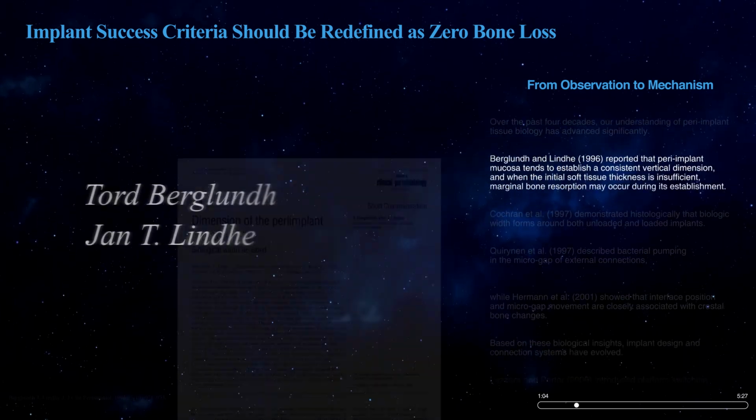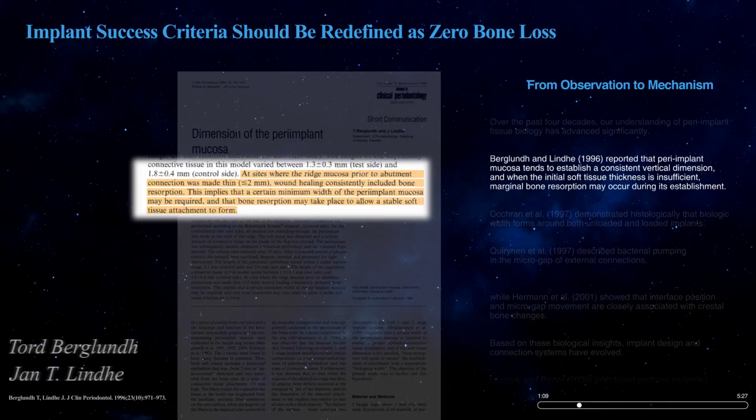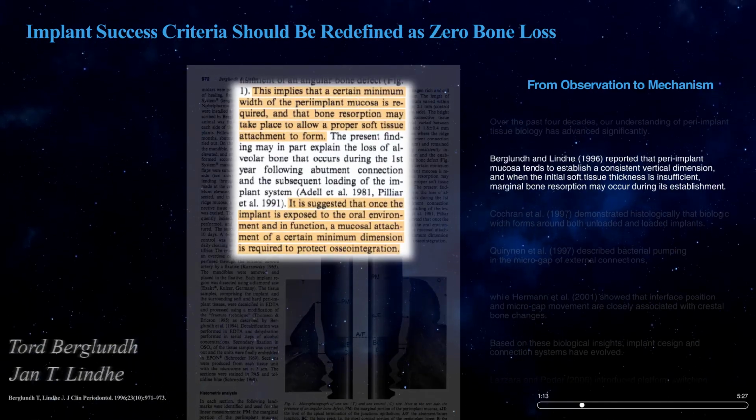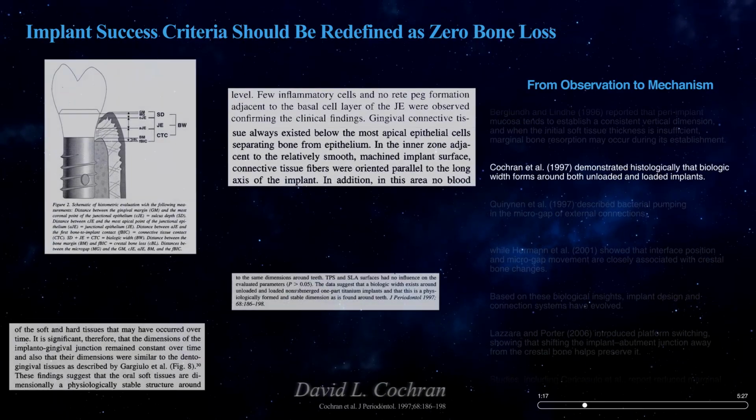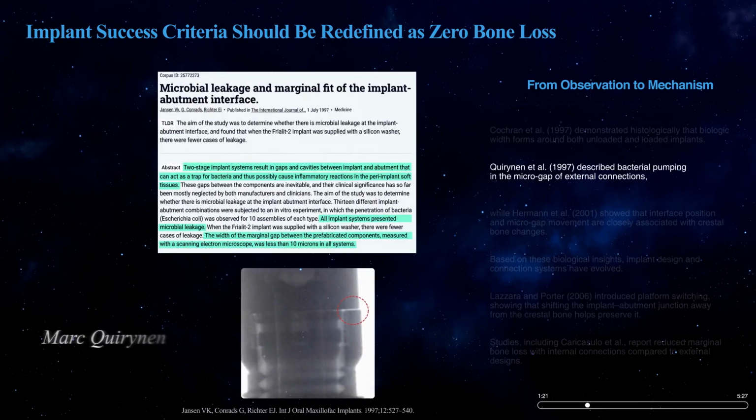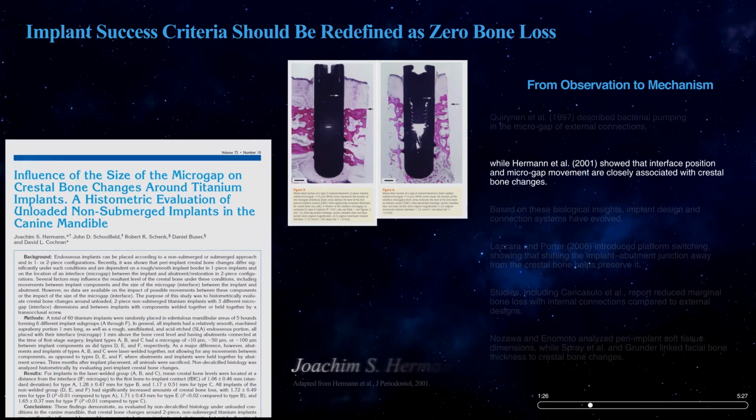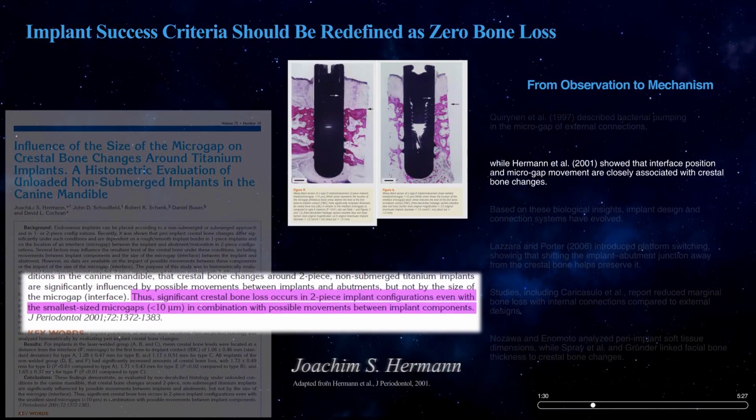Berglund and Lindhe reported that peri-implant mucosa tends to establish a consistent vertical dimension, and when the initial soft tissue thickness is insufficient, marginal bone resorption may occur during its establishment. Cochran et al. demonstrated histologically that biologic width forms around both unloaded and loaded implants. Quirynen et al. described bacterial pumping in the microgap of external connections, while Hermann et al. showed that interface position and microgap movement are closely associated with crestal bone changes.